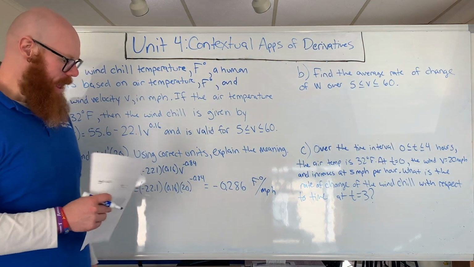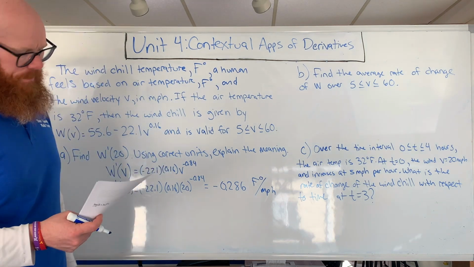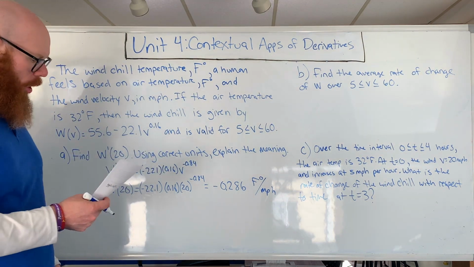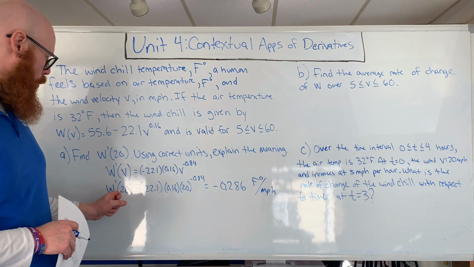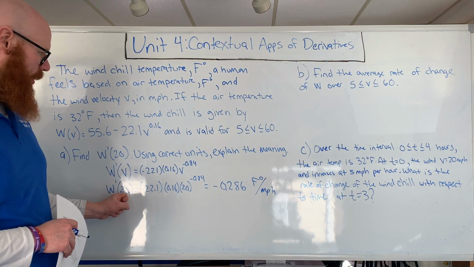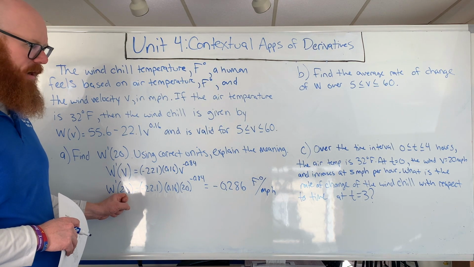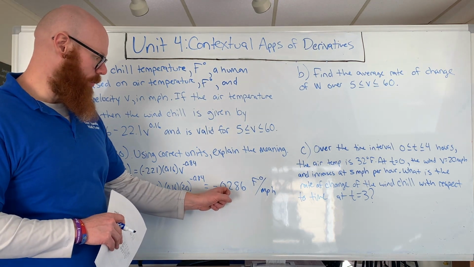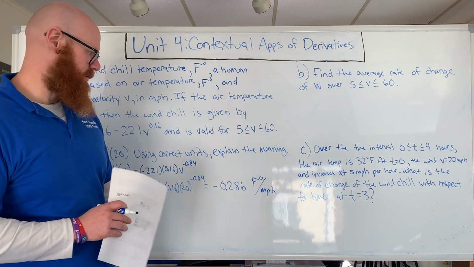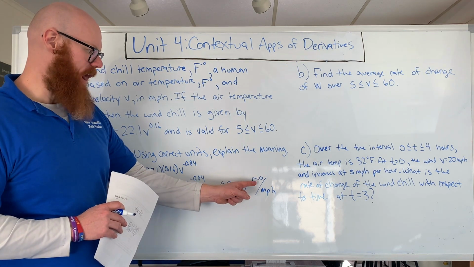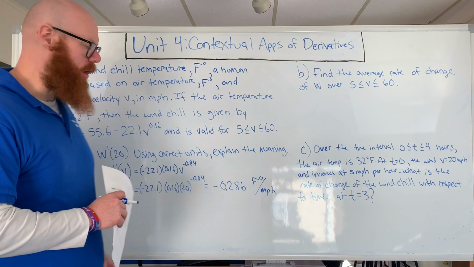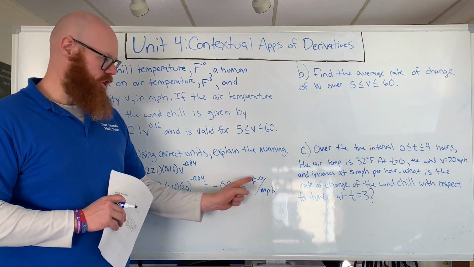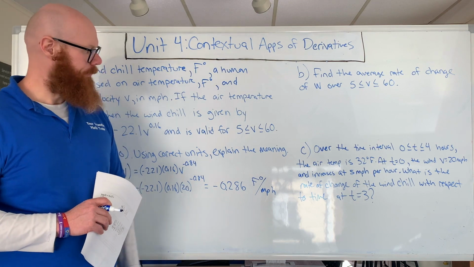All right. And then it just asked us to explain the meaning. So all this is saying is that when the velocity is 20 miles per hour, the rate of change of the wind chill is negative 0.286 degrees Fahrenheit per mile per hour. So every mile per hour that the velocity changes, the temperature is going to change by this much.